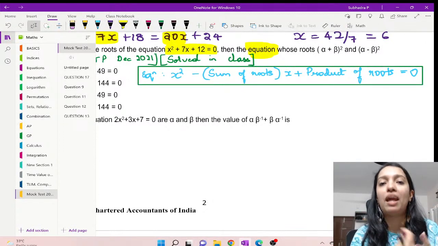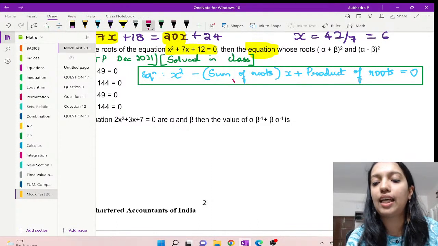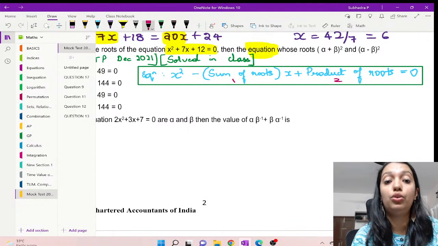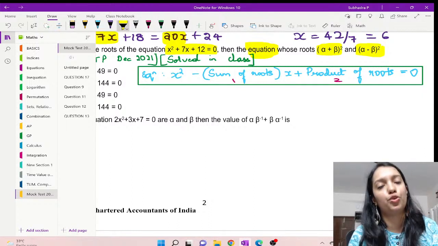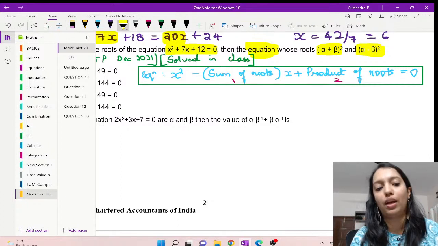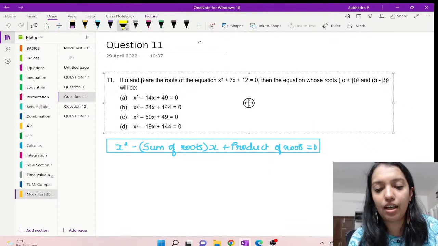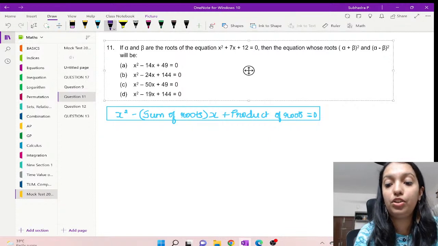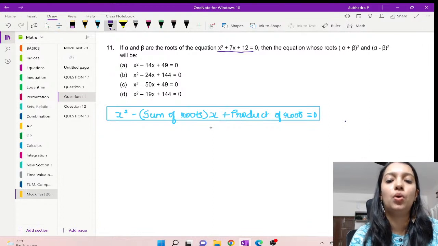Now, this is how you frame an equation. For this, you require two things. First, what is the sum of the roots? Second, what is the product of the roots? What have they given? The roots are alpha plus beta whole square and alpha minus beta whole square. So, given these two are the roots, what is the new equation that you can frame? This is the question. I have rewritten the 11th question here. Have a look. So, first let us take the equation that is already given to us: x square plus 7x plus 12 is equal to 0.